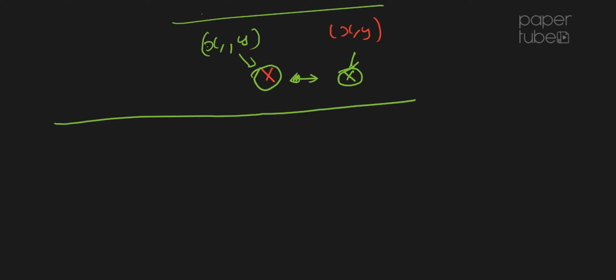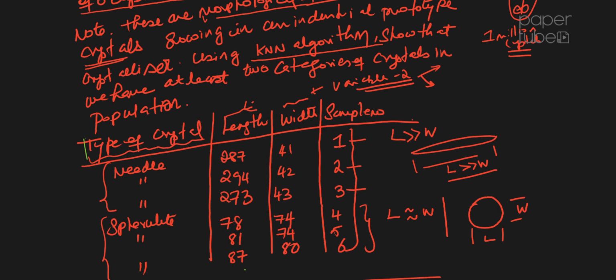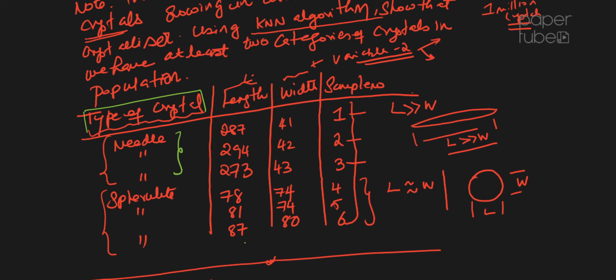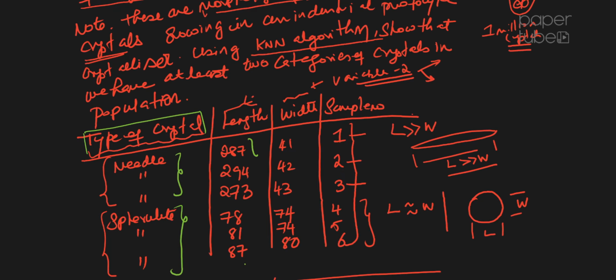So let's go and solve the problem. The problem is, you have a type of crystal, which is 3 needles, 3 spherulites. So we have to show there exist 2 categories in the given data set. And then I have 2 properties, length and width.